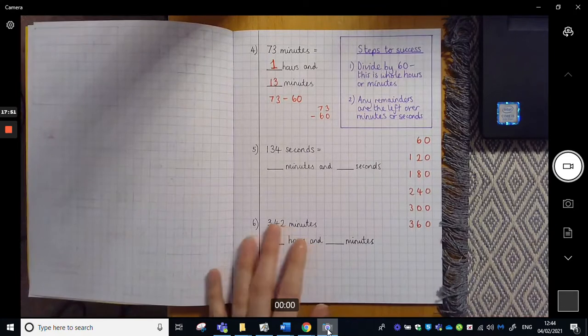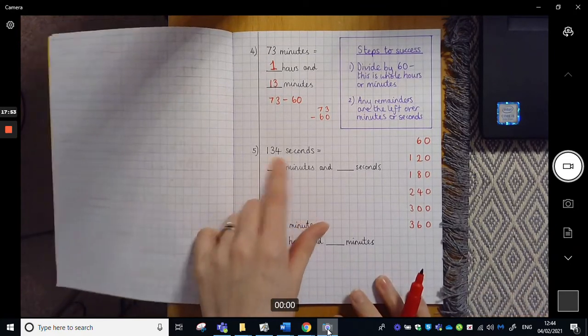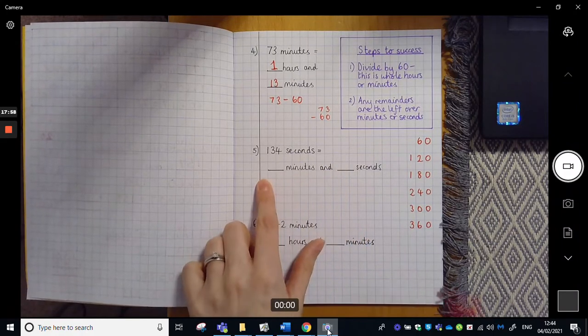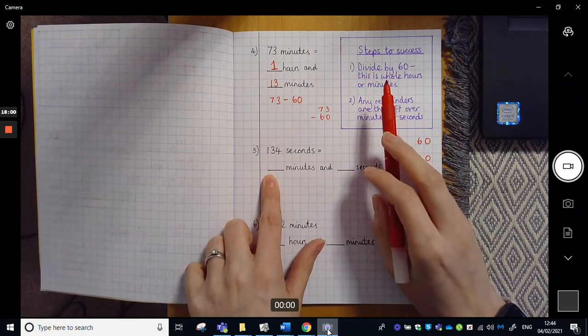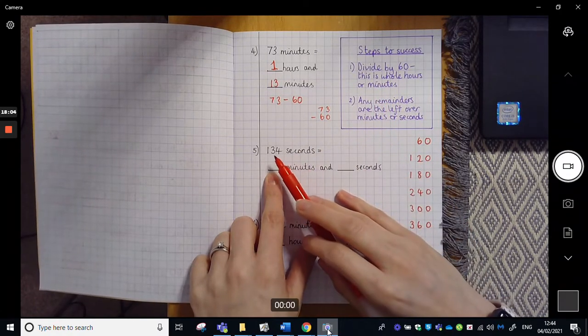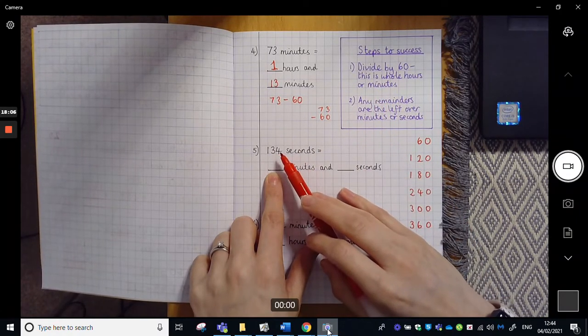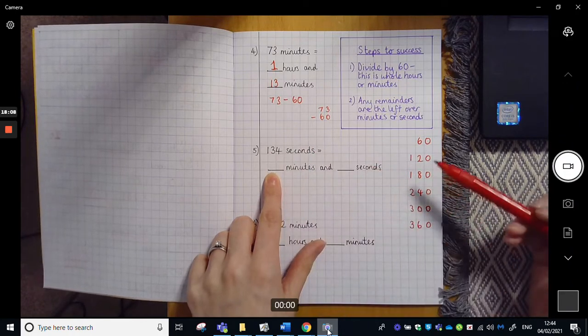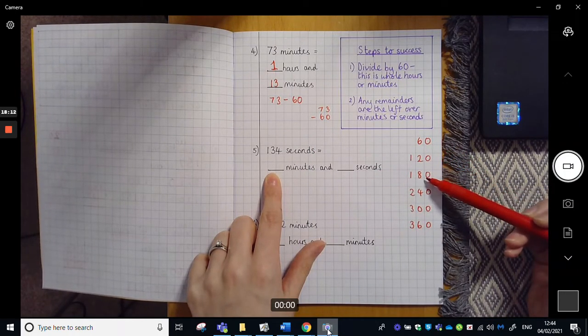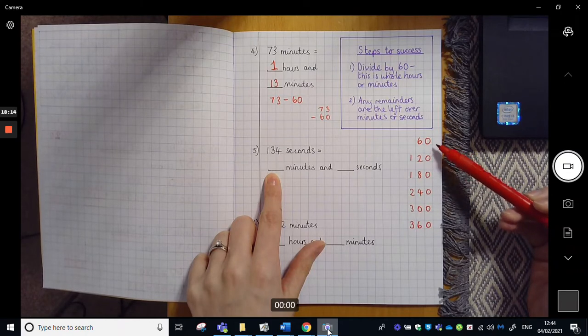Okay, let's look at a different example. So 134 seconds is how many minutes and seconds. So again, I need to divide by 60 to find out the whole number of minutes first. So I need to know how many groups of 60 I can fit into 134. So again, I'm going to count 60, 120, 180 is too much. So there are 2 whole minutes in 134 seconds.